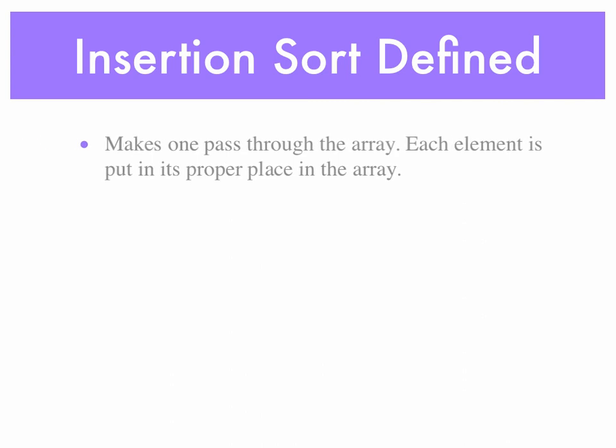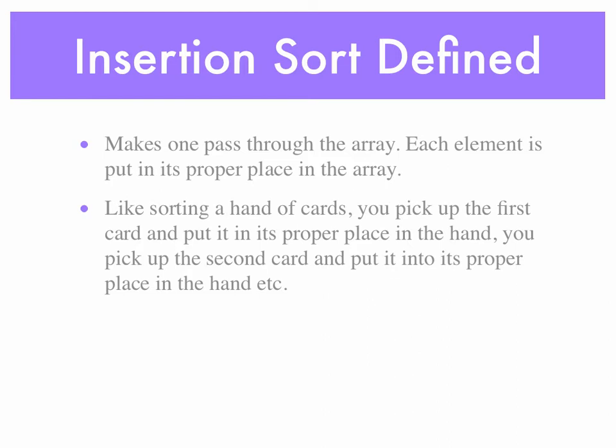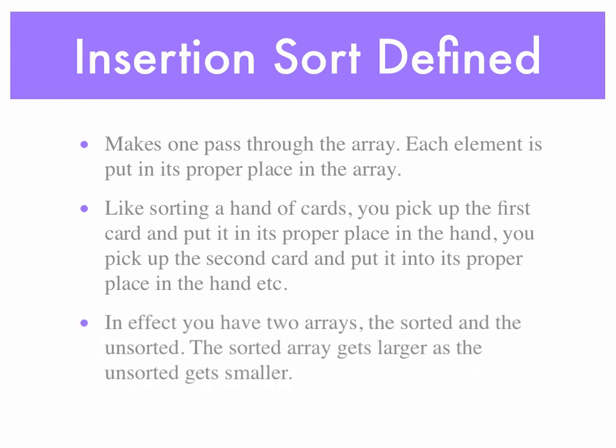With the insertion sort, what we do is we make one pass through the array. Each element is put in its proper place within that array. It's kind of like sorting a hand of cards. You pick up the first card and you put it in its proper place. Then you pick up the second card and you put it into its proper place in that hand. That's what an insertion sort looks like. In effect, what you have are two arrays, the sorted array and the unsorted. As that sorted array gets larger, the unsorted array gets smaller.